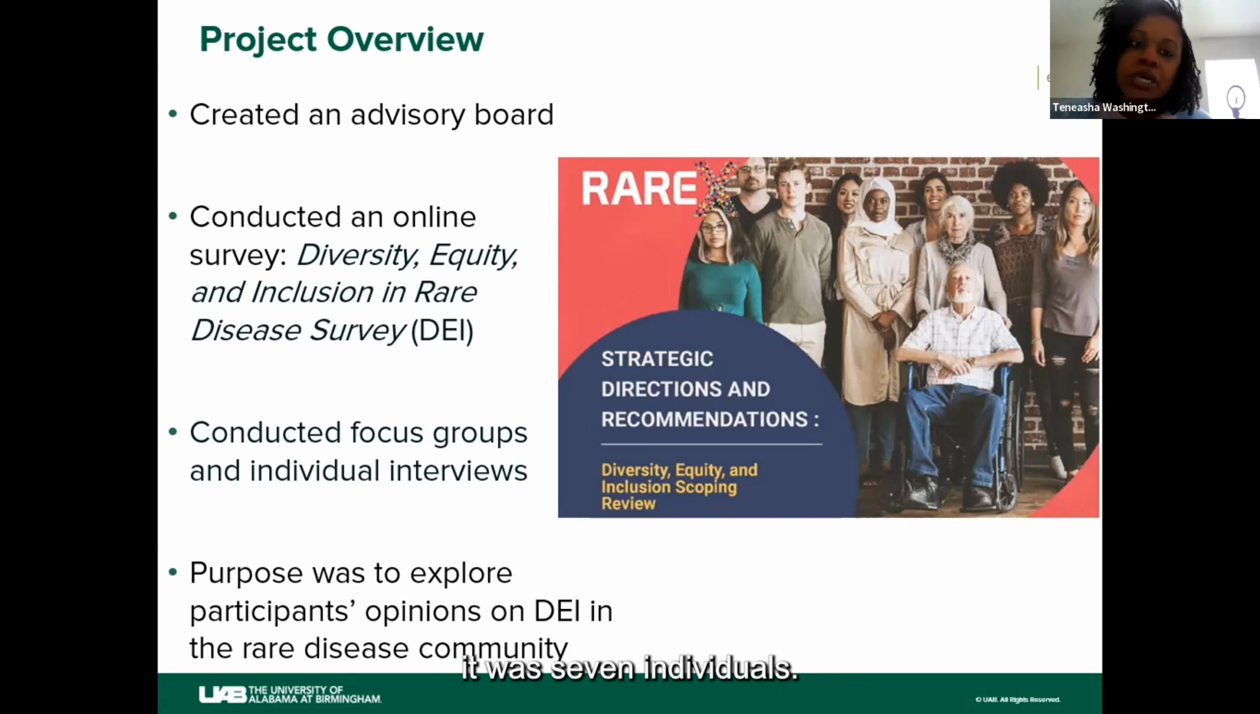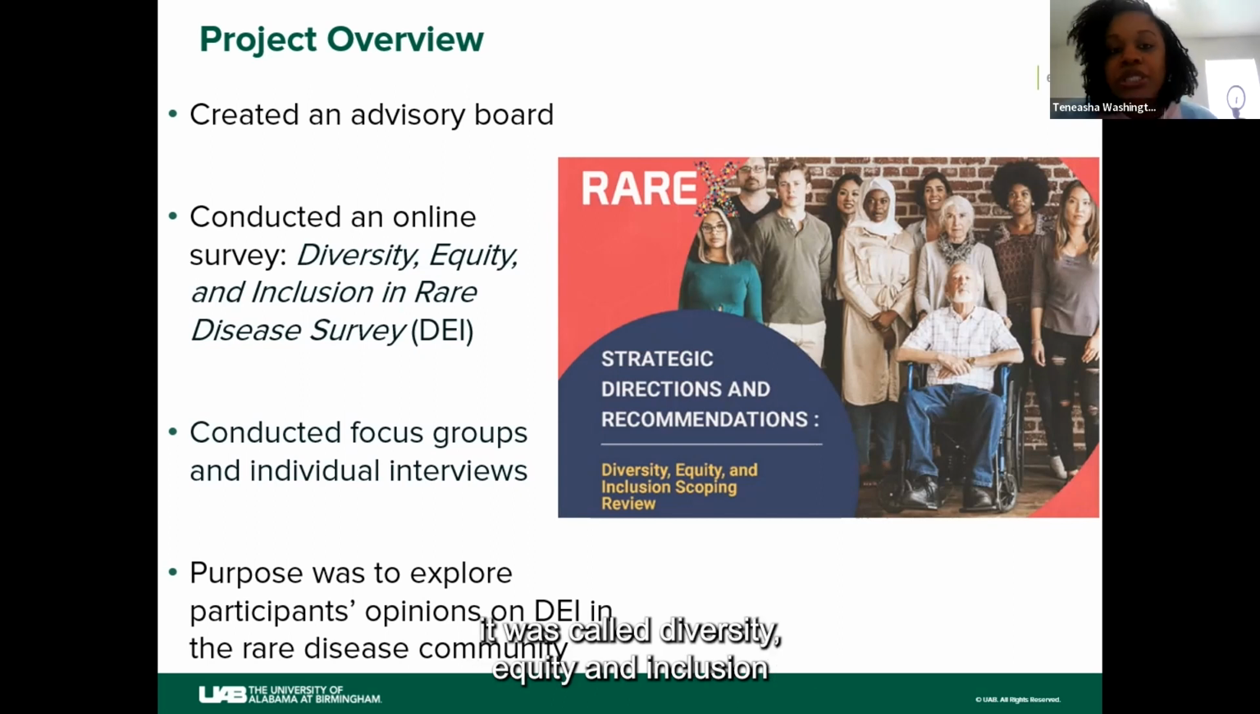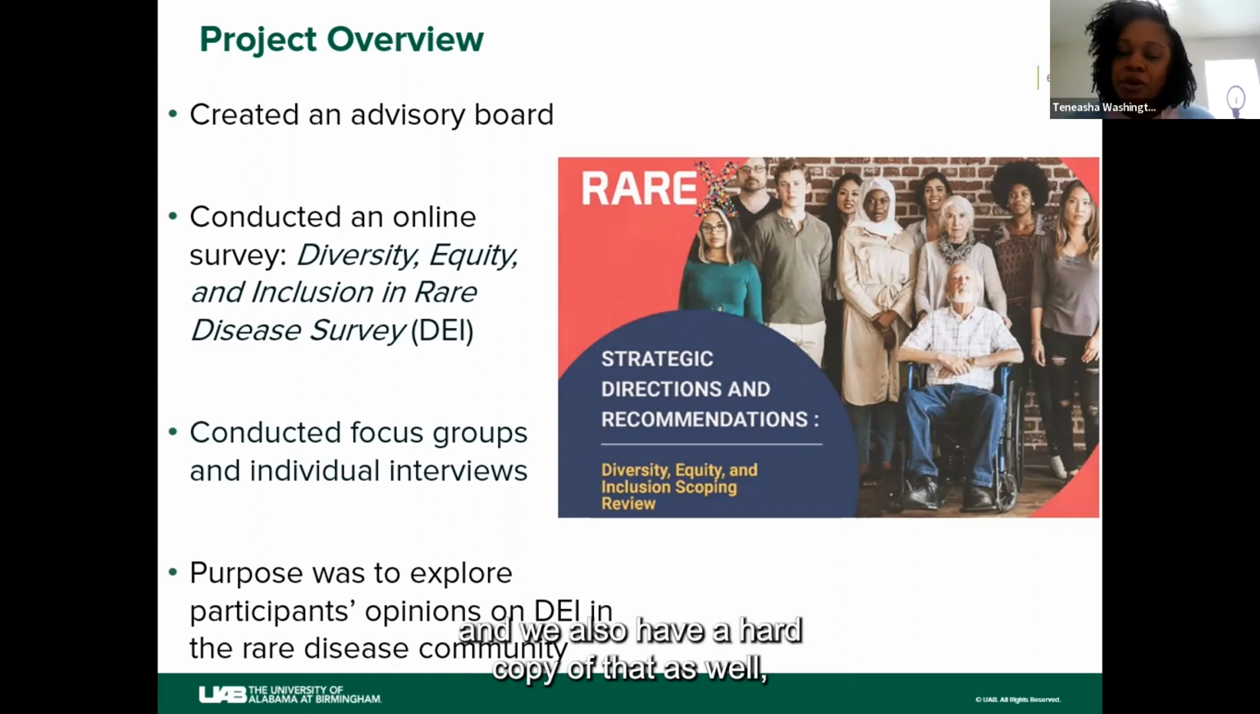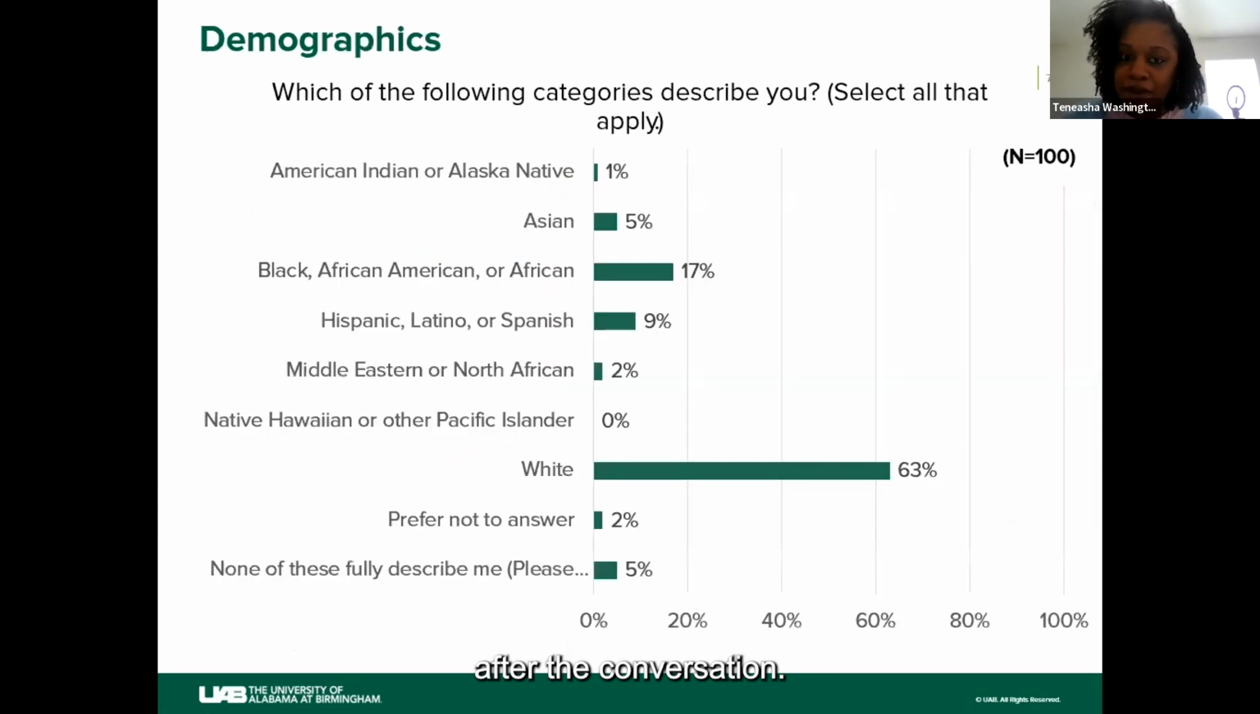It was 7 individuals. We conducted an online survey called Diversity, Equity, and Inclusion in Rare Disease. This was sent out to the entire population of what we think of as rare disease. We also conducted some focus groups and some individual interviews, and the purpose was to think through people's thoughts and perceptions on what DEI looked like in this space. This is a report that came out, and we also have a hard copy of that as well. If you all are interested, I can make sure I send that out for further review after the conversation.